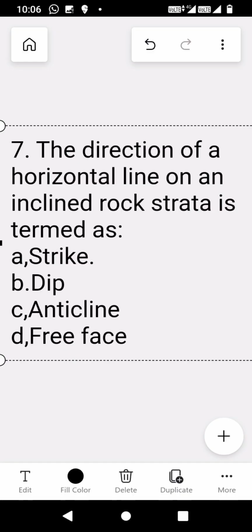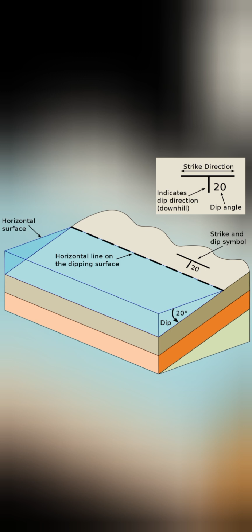Okay, our next and seventh question is: the direction of a horizontal line on an inclined rock strata is termed as A. Strike, B. Dip, C. Anticline, and D. Free face. And the correct answer is A. Strike. So the answer, as we know, is strike.